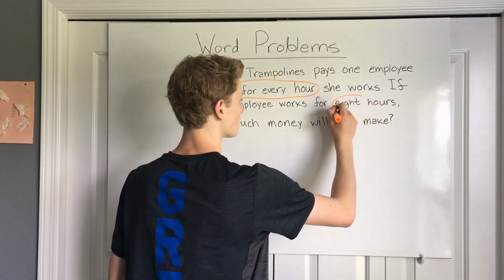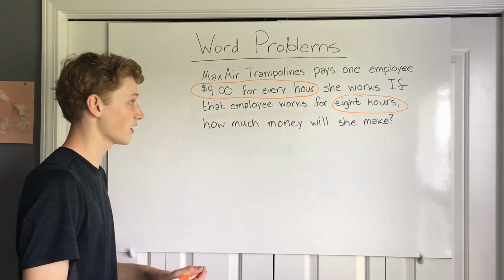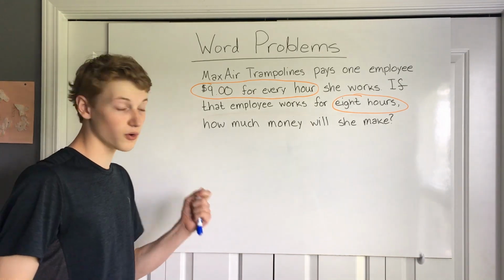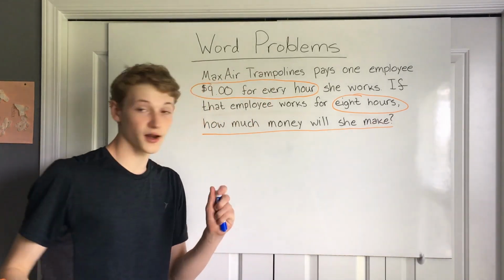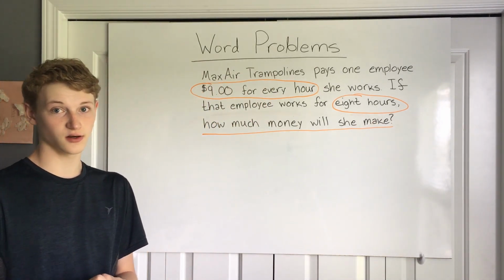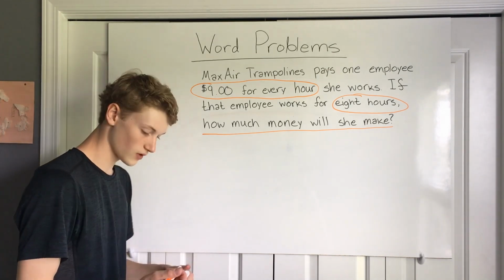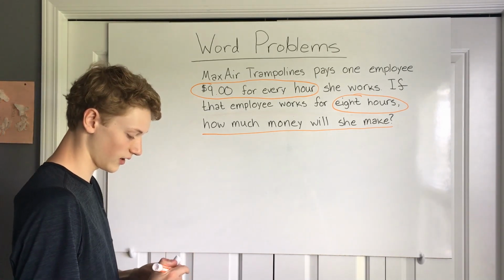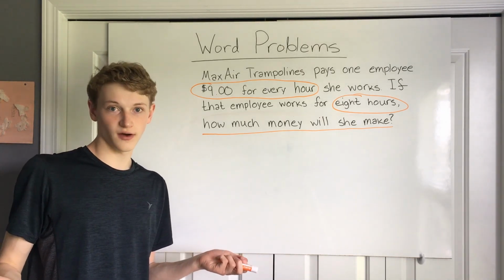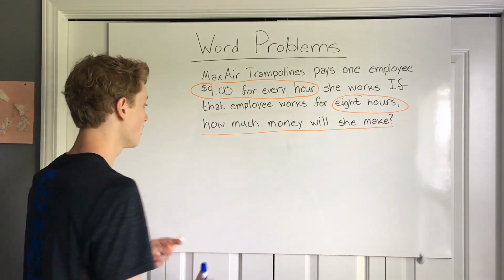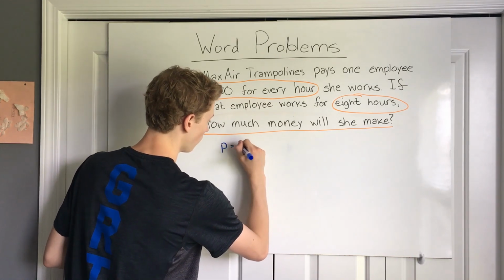Now 8 hours, that's also very important, because if I don't know how long she works, I can't know how much she makes. Finally, one of the most important parts of this question, how much money will she make? That is the question, and we have to make sure our final solution answers that question. So, let's start by writing down some variables to make an equation to find how much money someone makes. So, let's use the variable P equals their total pay.